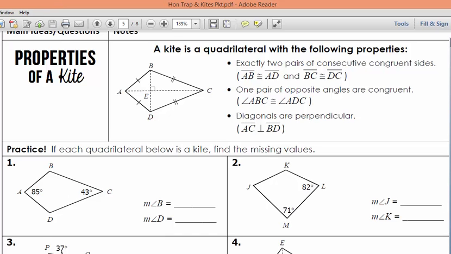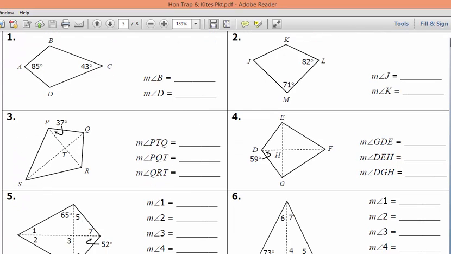I'm going to take you through the odd numbers down the left. Okay. All right, and so number one is asking us to find the measure of angles B and D. Remember, if this side is congruent and these two sides are congruent, I have one pair of opposite angles that are congruent, which means angle B is congruent to angle D. So to find it, all I need to do is figure out how many degrees are left in that kite and divide it evenly by 2.